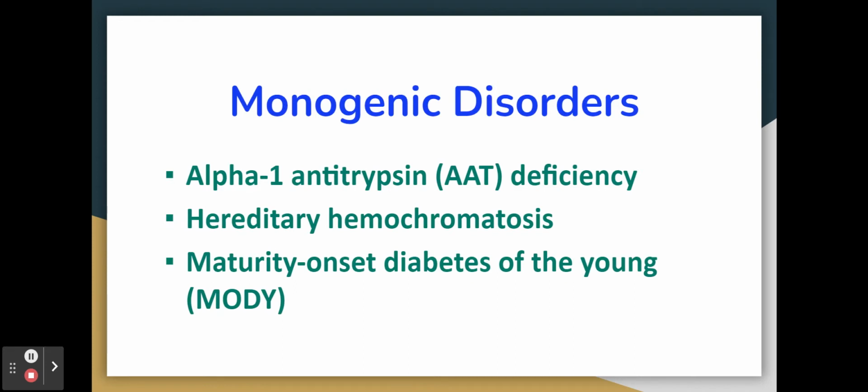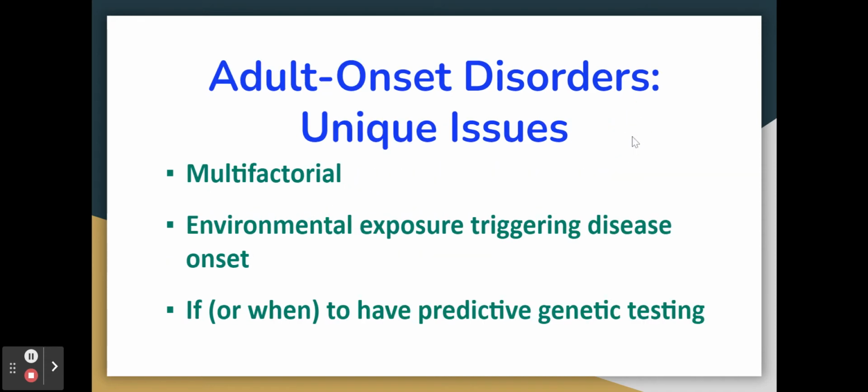Monogenic disorders, as we know, involve a single gene that codes for the wrong protein, or doesn't code for enough of a protein. We have alpha-1 antitrypsin deficiency, hereditary hemochromatosis, and MODY. We will talk about the first two in this lecture. We'll take a break and we'll come back and talk about diabetes and obesity.